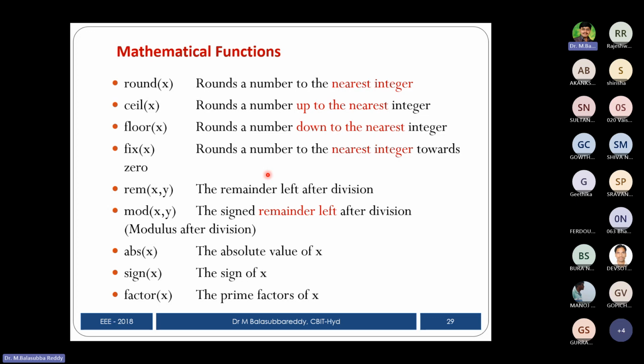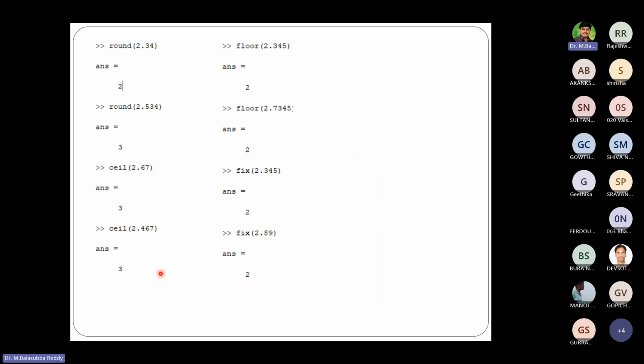If I give 2.4, what will happen? Or 2.8, what will happen? For the round case, ceil case, floor case, or fix case, like that. Remainder of x comma y: it will divide the x value by the y value and give the remainder, so it gives the modulus value. ABS means absolute value, sign tells whether it is positive or negative, and factorial will give the factorial value.